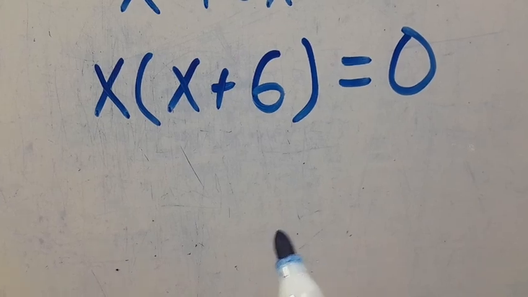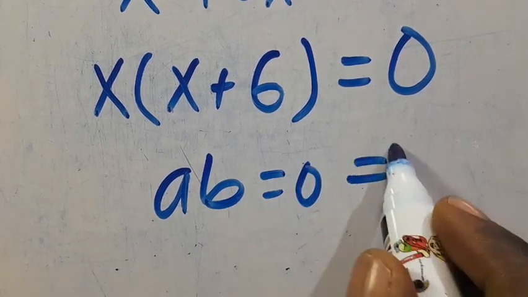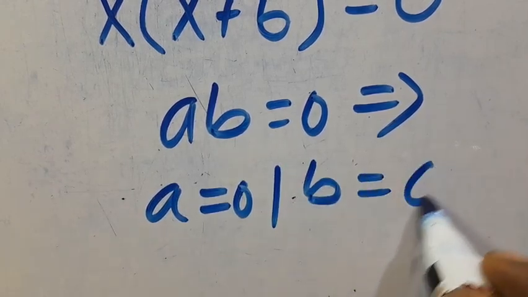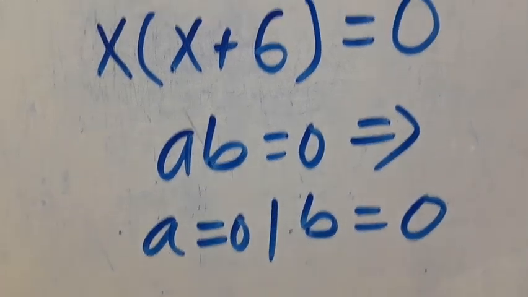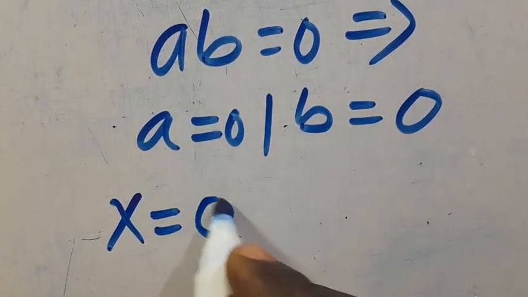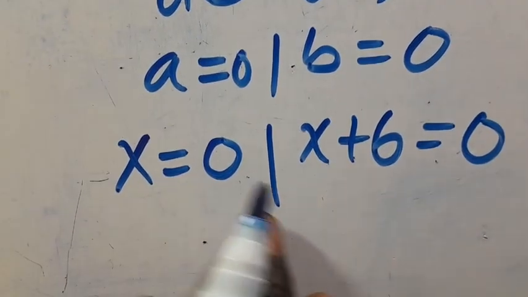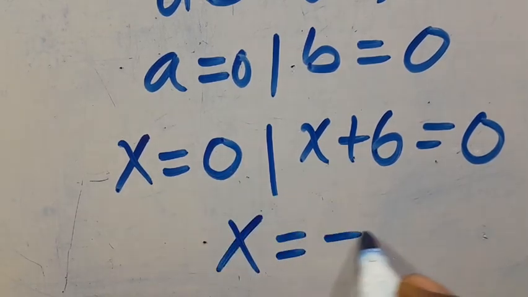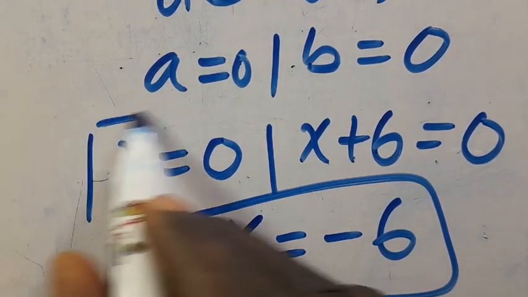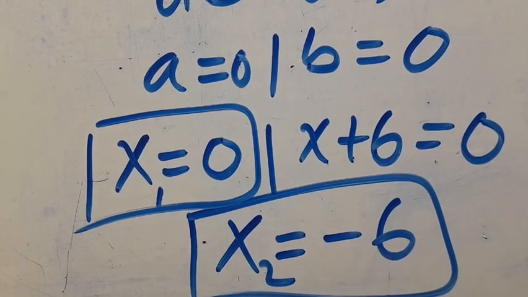When we apply the zero product property, when you have AB equal to 0, this implies that either A equals 0 or B equals 0 for this expression to be equal 0. So likewise, either we have x equal 0 or we have x plus 6 equal 0. And so therefore we are going to have x equals minus 6. Let's say this one is x2, this one is x1. So we have x1 to be x equals 0, x2 to be minus 6.